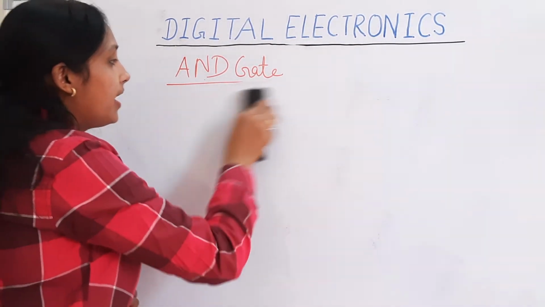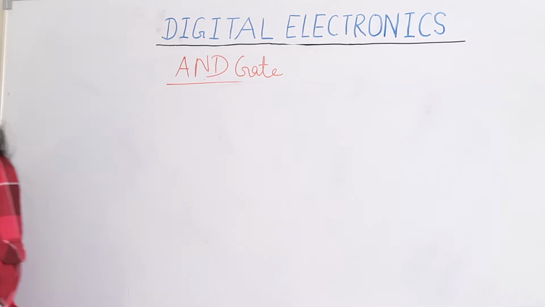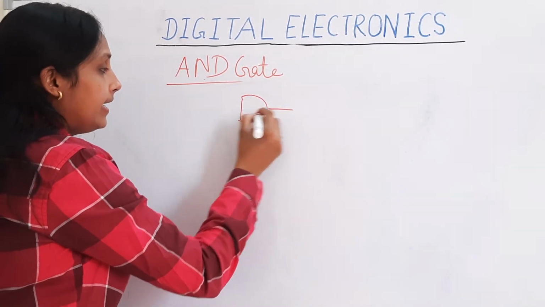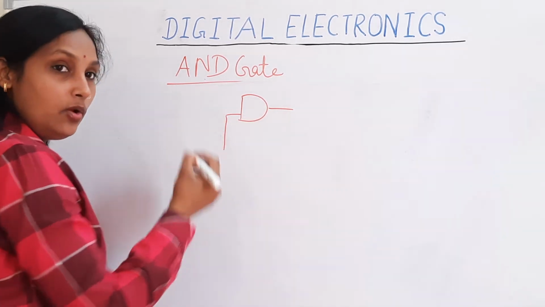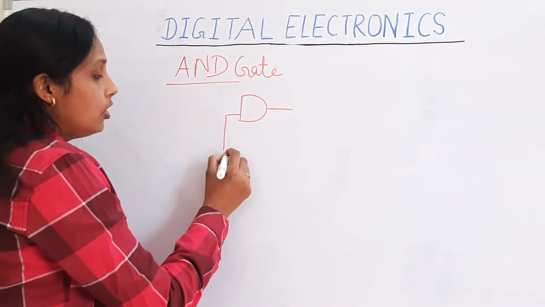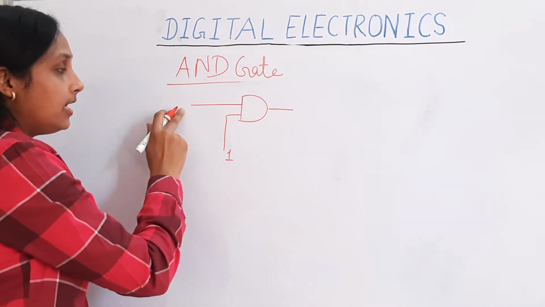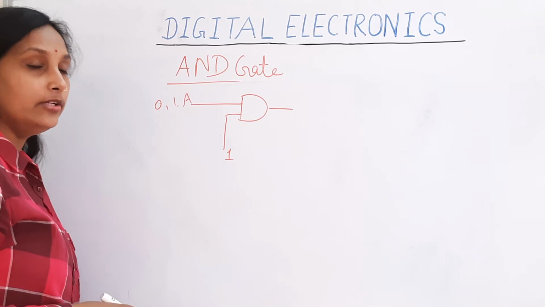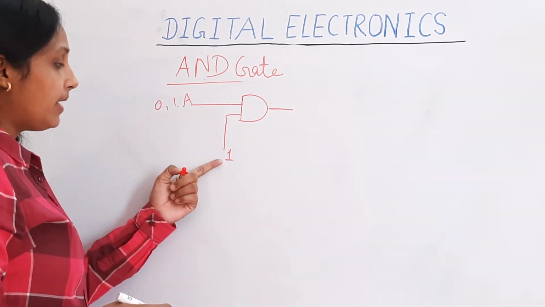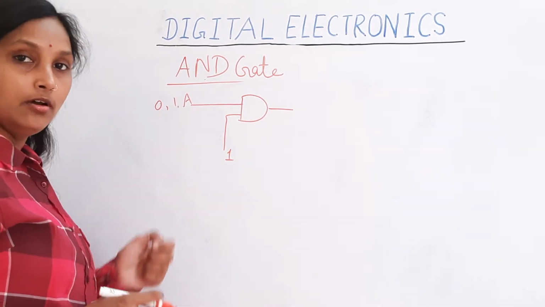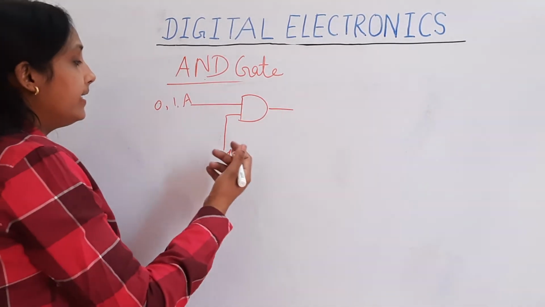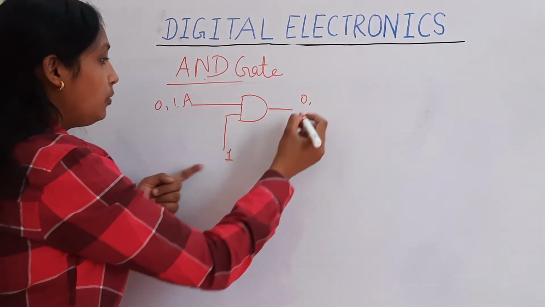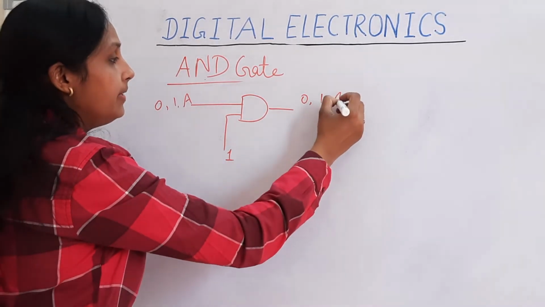So here we are taking one AND gate. Suppose you connect one input of the AND gate to logic 1, and at the other input you apply 0, 1, A. You are changing the values at the other input, and permanently connected 1 at one input of the AND gate. Then what will happen here? 0 into 1 is 0, 1 into 1 is 1, A into 1 will be A.